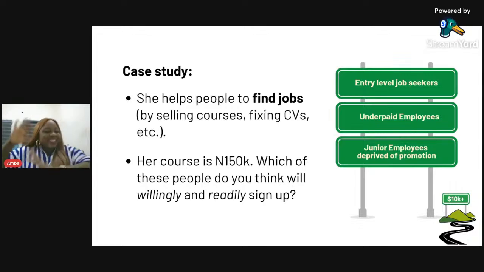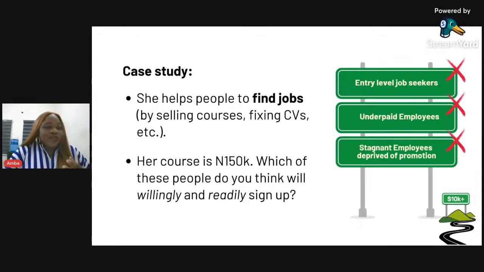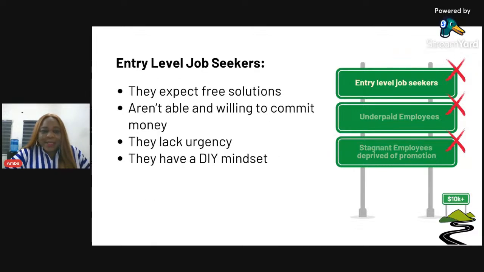So I like the fact that everybody's trying to figure out which one it is. I think this was our best. So now let us get into it. Which of these three? I'm going to give you the answer, based on my experience. Now, all three of them, remember I said willingly and readily. Out of all three of them, none will willingly and readily pay. Interesting, right? Now, I'll tell you why.